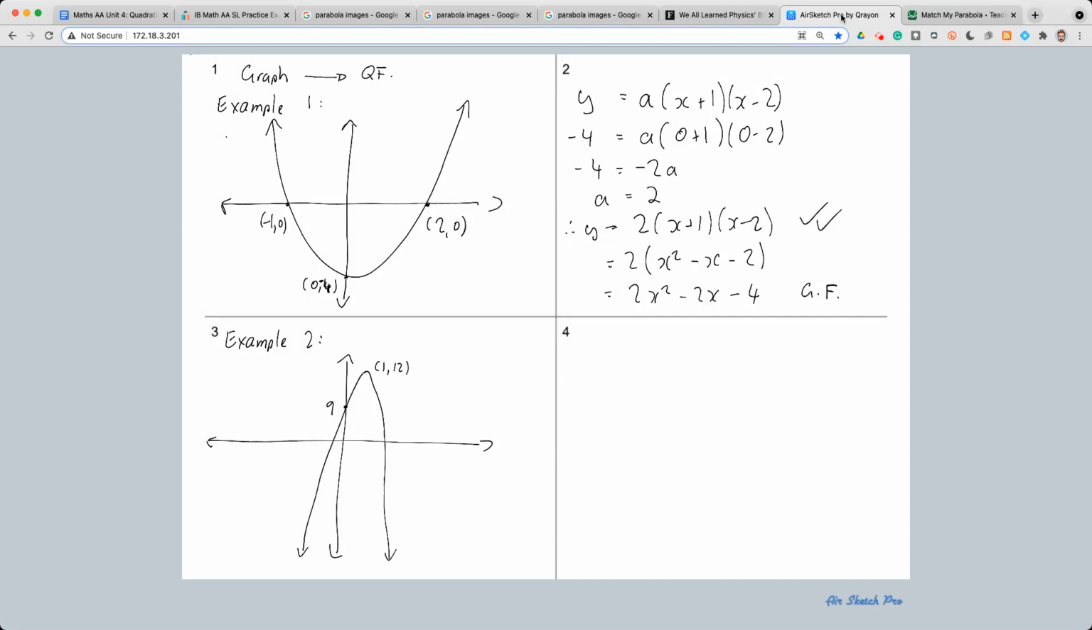GF, that does not mean gluten-free. It is not a gluten-free quadratic. It's probably full of gluten, let's be honest.